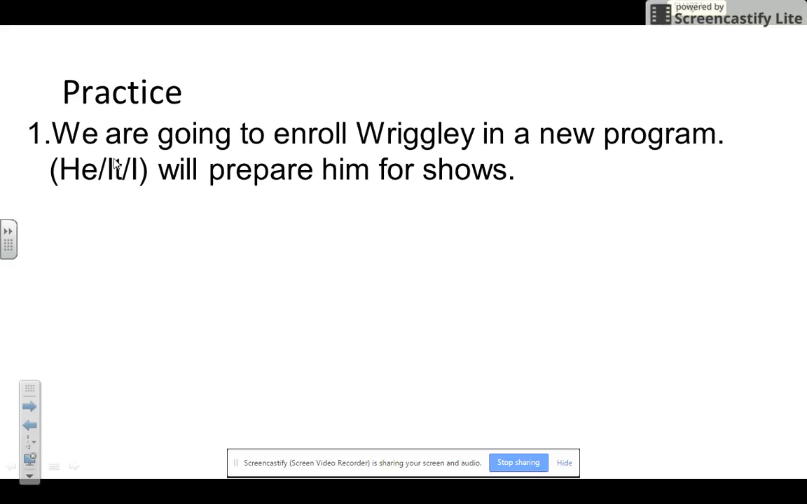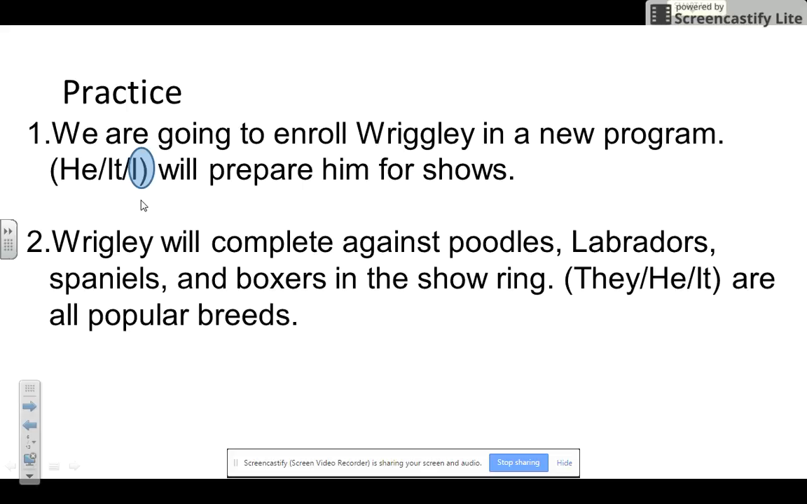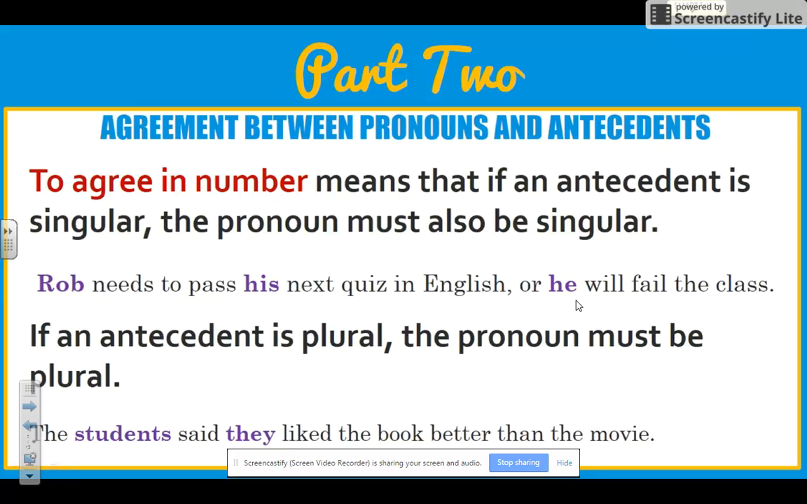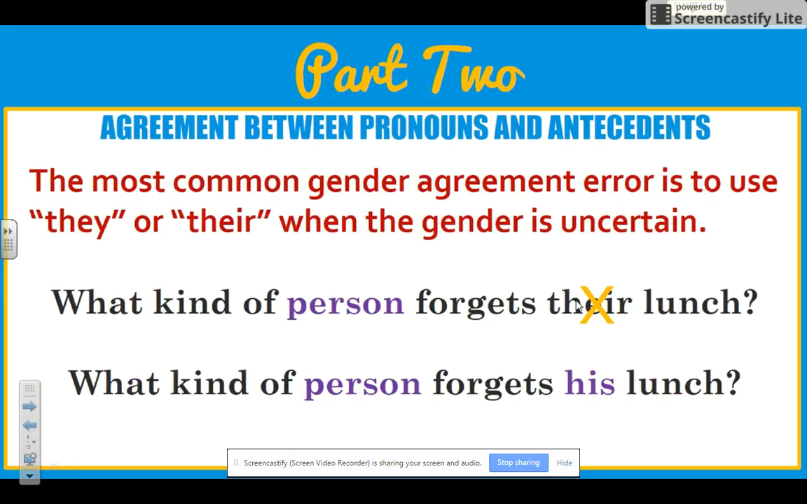Take a look at this sentence here. We are going to enroll Wrigley in a new program. Notice how we have we as a pronoun. If we look at our interactive notebook, we'll notice that we is in first person. So when I get down to here, I need to choose a pronoun in first person, which would be I. Wrigley will compete against poodles, Labrador Spaniels, and boxers in the show ring. Notice how we're using a name here, so this is in third person, so I need to find a word in here that's a third person word. So we're going to put they are all popular breeds. So that's pretty easy. Let's go on to the next one.